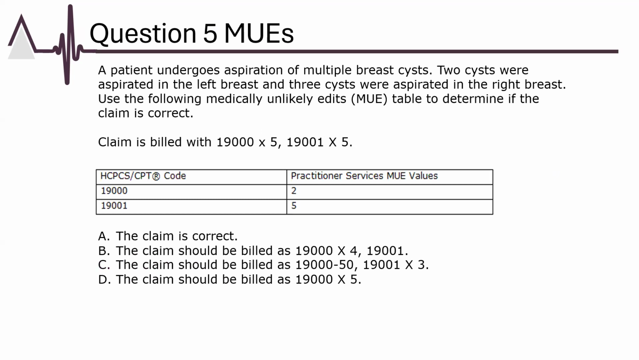Let's round out our discussion with a question about MUEs. A patient undergoes aspiration of multiple breast cysts. 2 cysts were aspirated in the left breast, and 3 cysts were aspirated in the right breast. Use the following medically unlikely edits, also known as MUEs, the table listed to determine if the claim is correct. The claim is billed with 19000 times 5 and 19001 times 5.